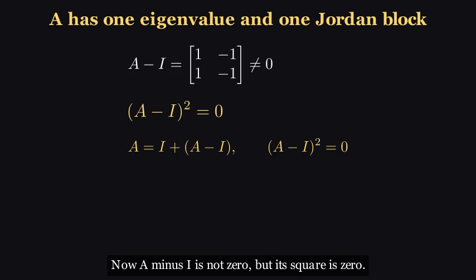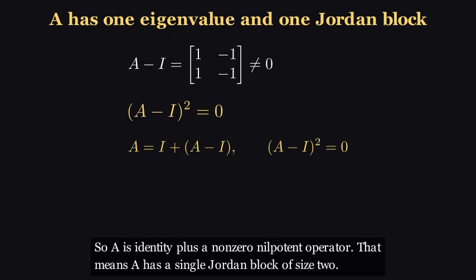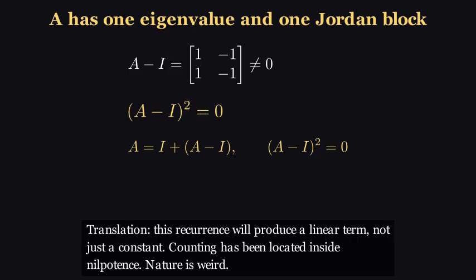Now A minus I is not 0, but its square is 0. So A is identity plus a non-zero nilpotent operator. That means A has a single Jordan block of size 2. Translation: this recurrence will produce a linear term, not just a constant. Counting has been located inside nilpotence. Nature is weird.